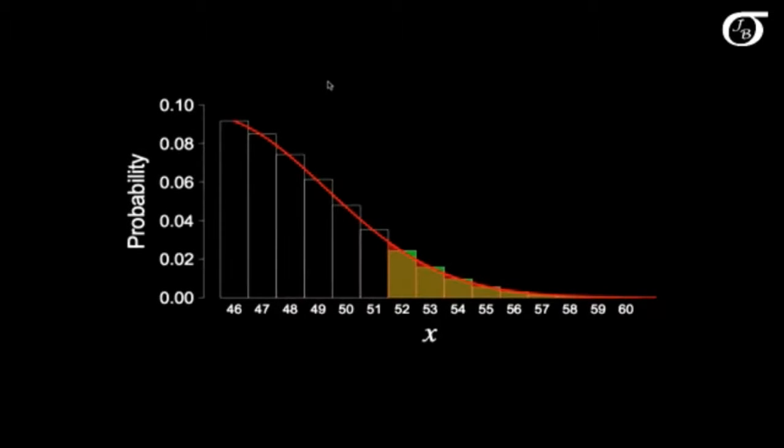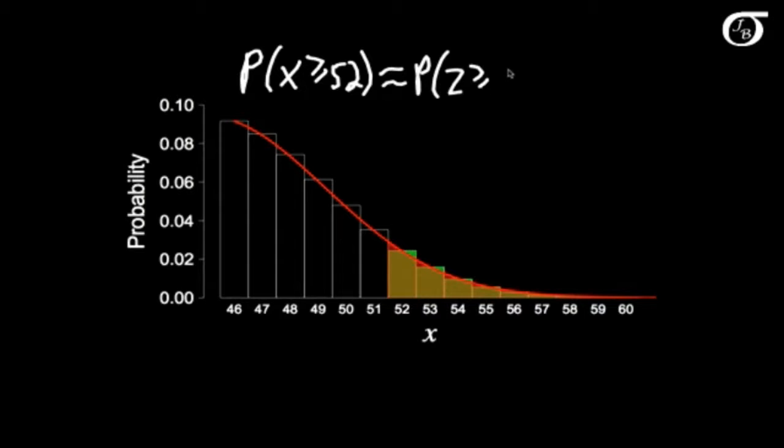If I start at 51.5, by approximation, my red shaded area here is going to be a lot closer to the total of those green probabilities and a lot closer to reality. So if I want the probability that x is bigger than or equal to 52, before doing the normal approximation, I am going to use the continuity correction and say this is the probability that z is bigger than or equal to 51.5 minus the mean over the standard deviation.